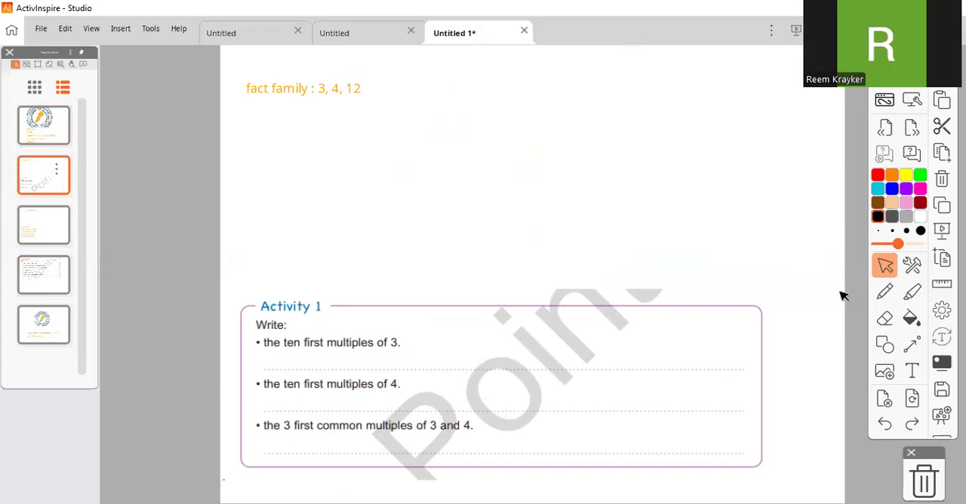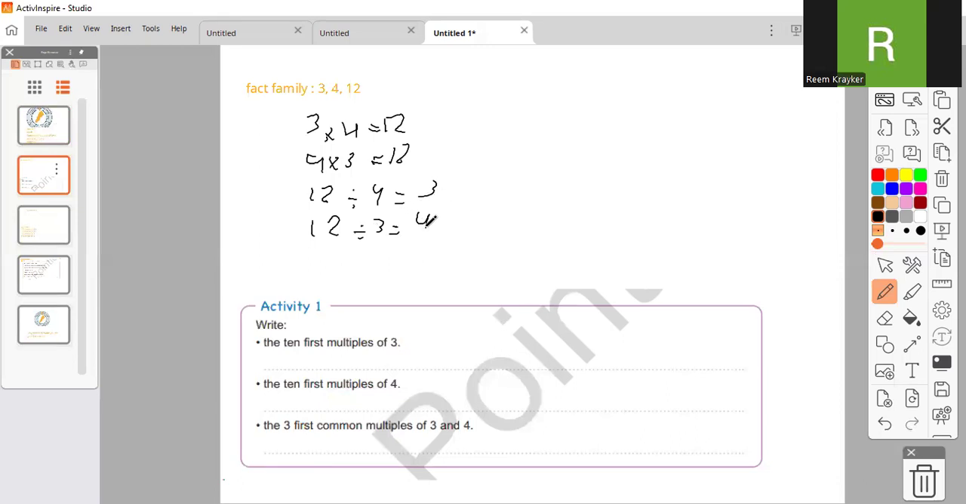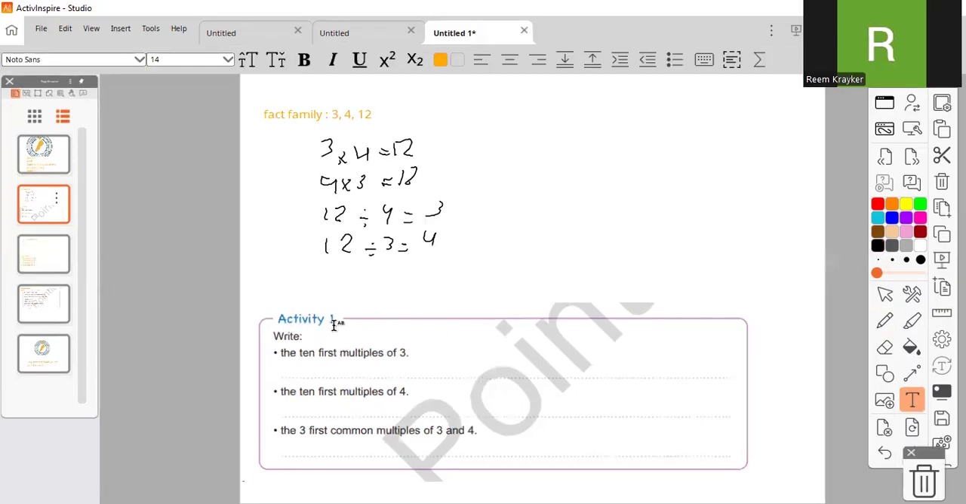In the fact family, as you see, we have 4 equations. We will start with 3 times 4 equals 12. Now we will switch them. We write 4 times 3 equals 12. Then we have 12 divided by 4 equals 3. And now let's switch: 12 divided by 3 equals 4.